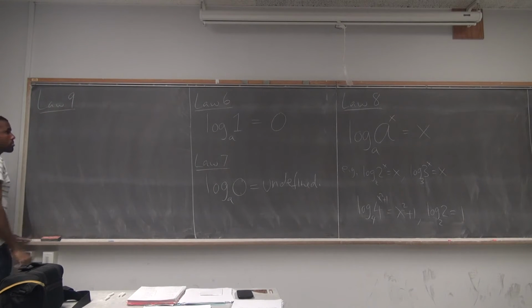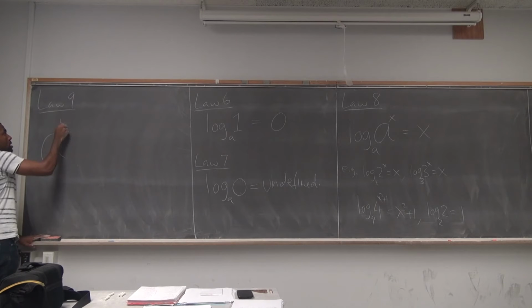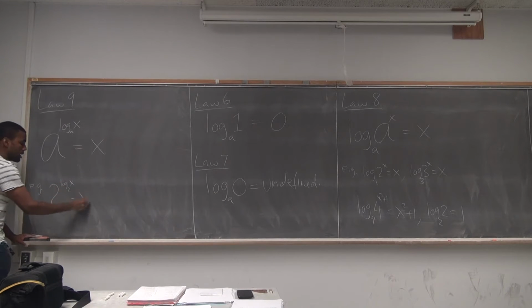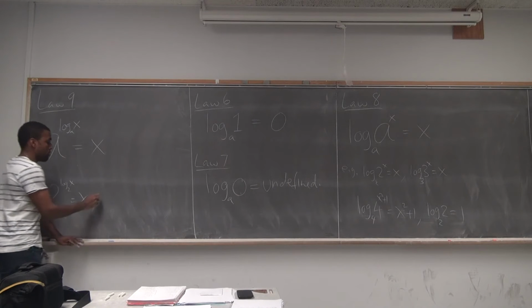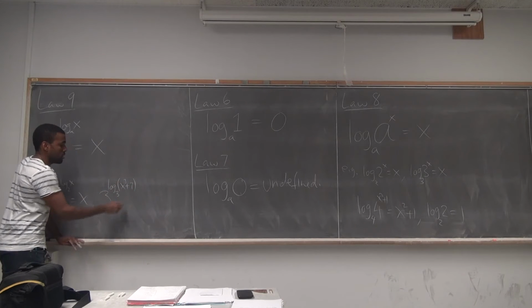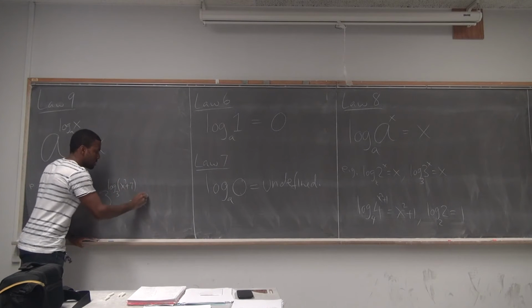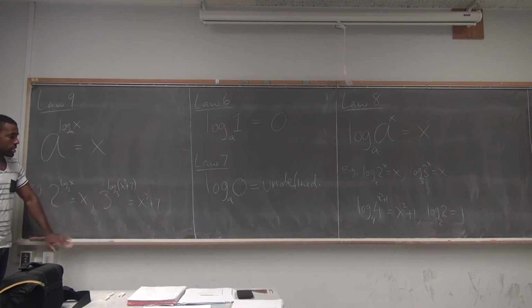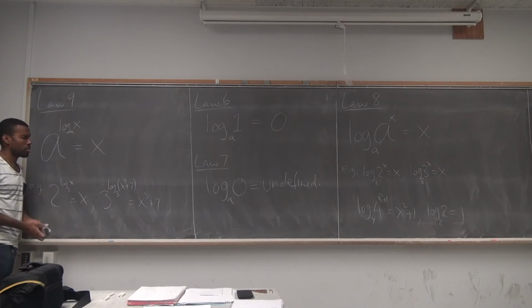Law 9. It's kind of the opposite. That says if I have the base a, and in the power, I put log to the base a of x, that's actually x. So if I have 2 raised to log to the base 2 of x, that's just x. Or if I have 3, and I have log to the base 3 of x cubed plus 7, that would be x cubed plus 7. Right? So if the base and the log match up, you can think of them kind of canceling each other, which I'm going to talk about later on.